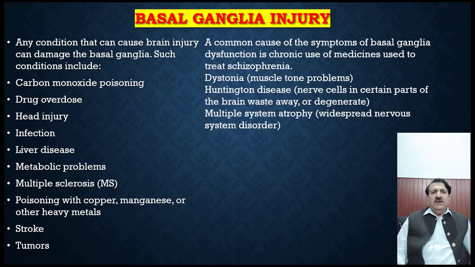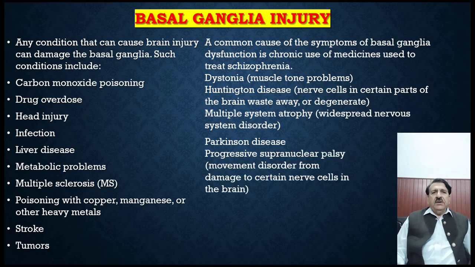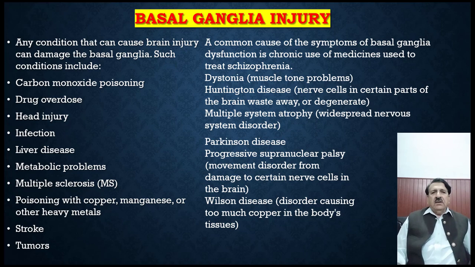Dystonia means a muscle tone problem. In Huntington disease, nerve cells in certain parts of the brain waste away or degenerate. In Huntington disease, nerve cells are destroyed. Multiple system atrophy is a widespread nervous system disorder. Progressive supranuclear palsy is a movement disorder from damage to certain nerve cells in the brain. Wilson disease is a disorder causing too much copper in the body tissue.